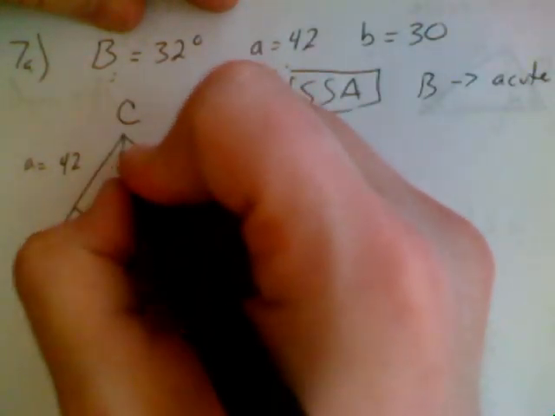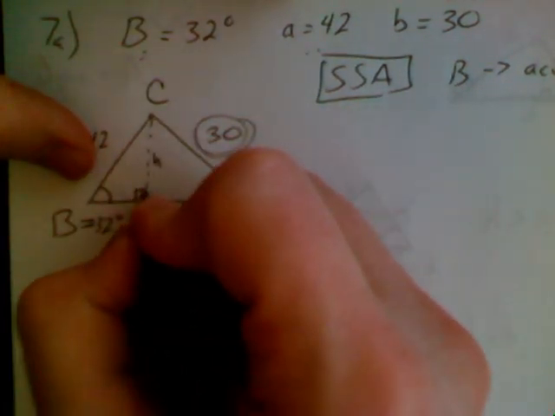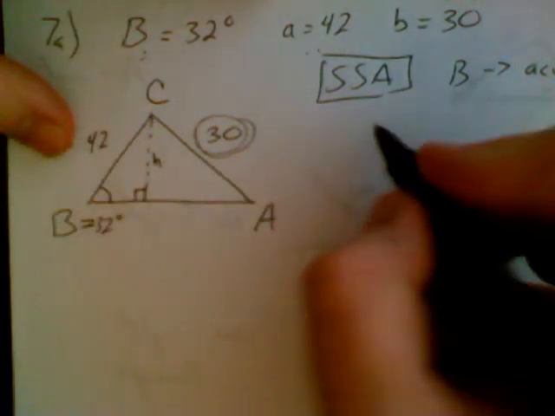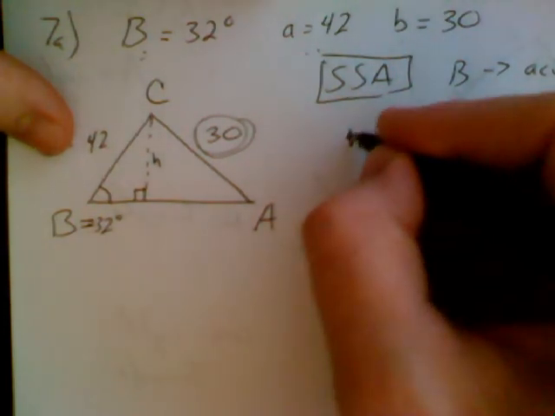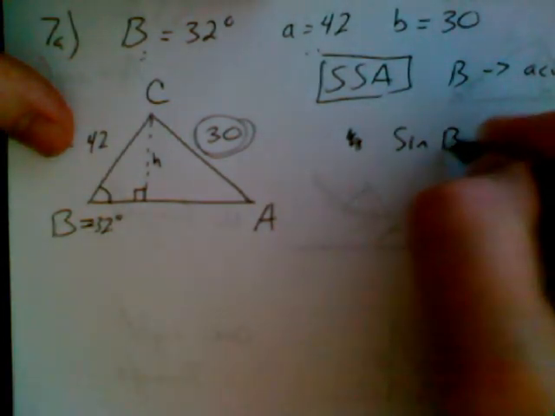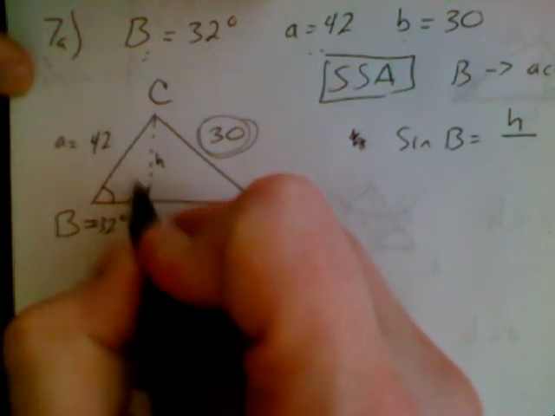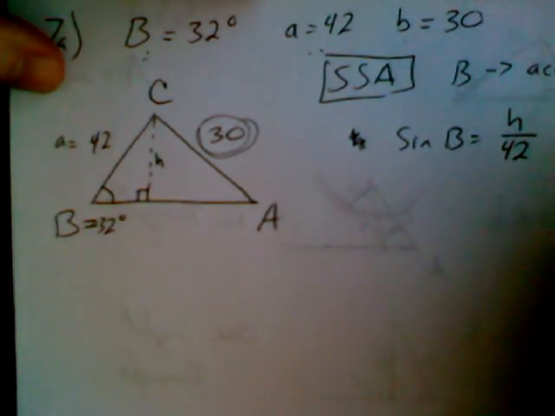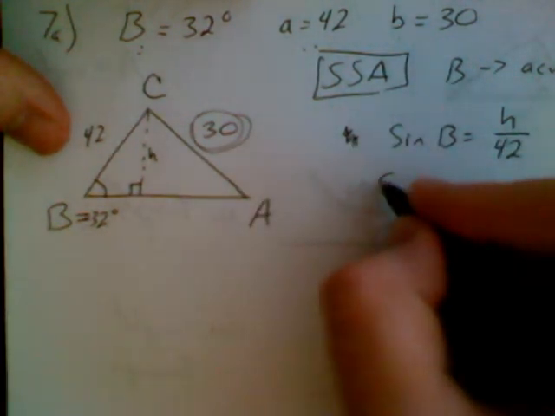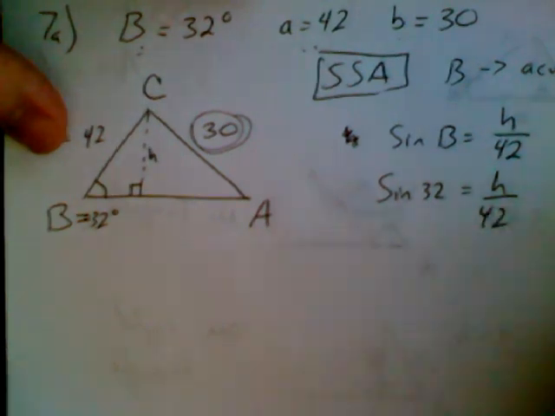Now I'm going to drop my height down here. I'm going to find out what that is. What is H equal to? Well, if I'm looking at the right triangle that's sitting right here, my height compares to B. Sine of B is equal to H over, in terms of this 90 degrees, the opposite is 42. Which means that sine of B is 32. So this is sine of 32 is equal to H over 42.